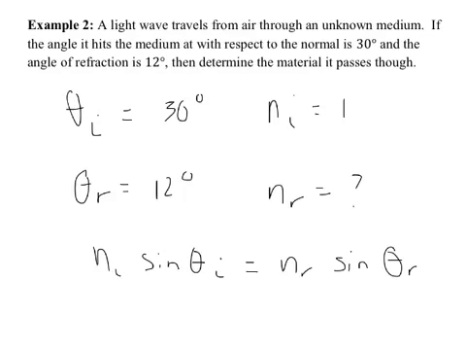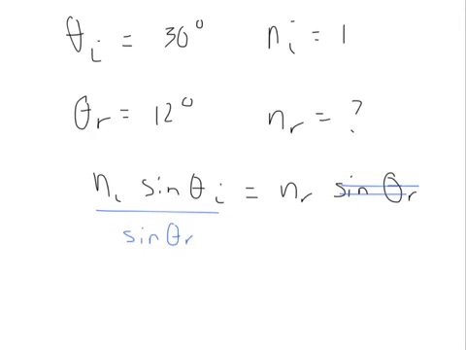So here's our formula. Divide by the quantity sine theta r. Everybody see that, please? You're not dividing by sine and then dividing by theta r. It's the quantity sine theta r that you're dividing by. So I would do 1 times the sine of 30 divided by the sine of 12. Why didn't we do that in the last problem? Because in the last problem we were looking for the angle. Now we're looking for the n_r value. If we find n_r, we can find the material.